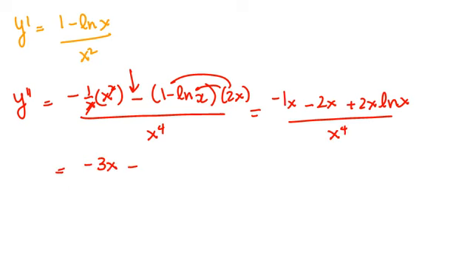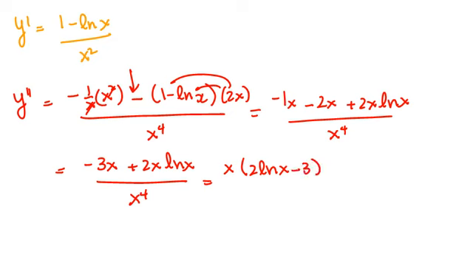So I get negative 3x, collecting like terms, over x to the fourth. I'm going to factor out an x, and I end up with 2 log x minus 3. I've rearranged the order there too, over x to the fourth. I'm going to cancel this, and I get 2 log x minus 3 over x cubed.